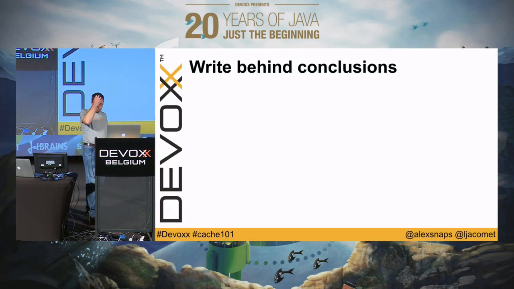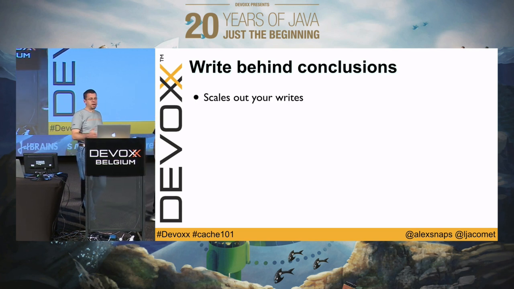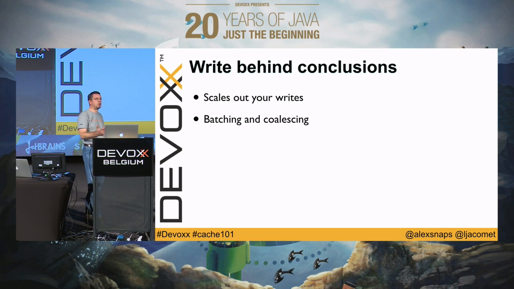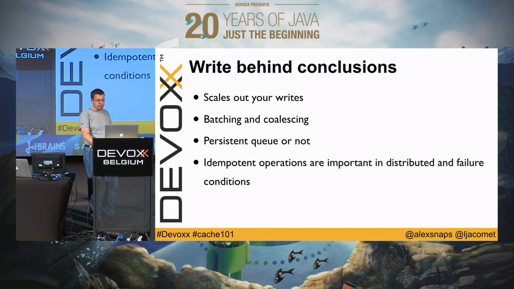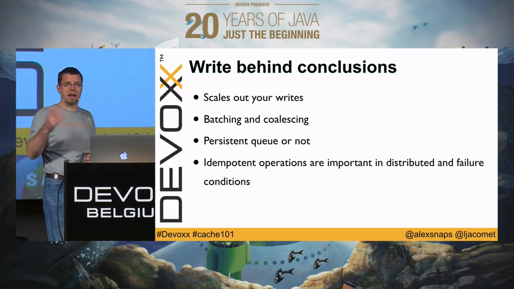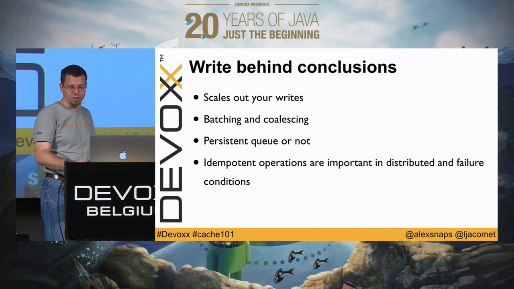So write-behind enables you to scale your writes, so that's good. You've got to consider the batching and coalescing options, because they give you even more control, but coalescing especially needs thought about the queries that get executed, as we've discussed. Do you want a persistent queue or not? Failure resilience in that case. And it may make idempotent operations important, especially if we go distributed and have failure conditions that we want to be resilient to.